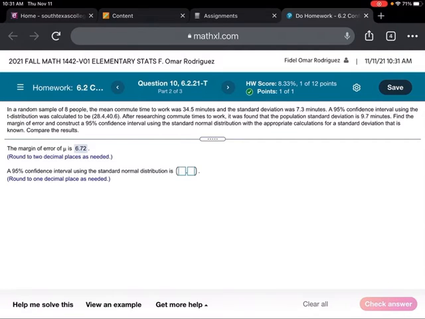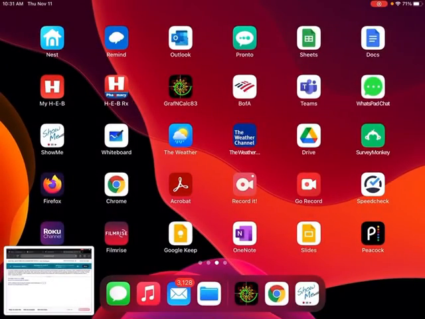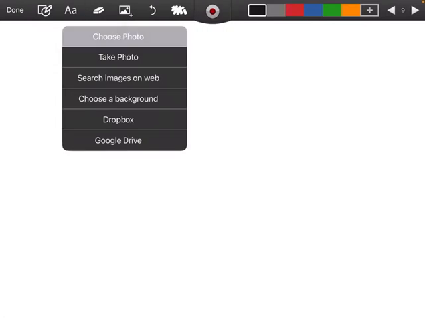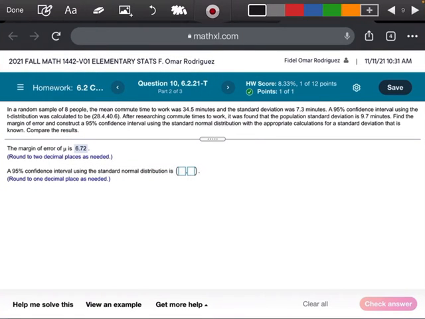Excellent. Okay, so now we want to find a 95% confidence interval using the standard normal distribution. Okay, so I'm going to take a screenshot of this. I'm going to upload it to my slide here. Okay, so now how do we find a 95% confidence interval?